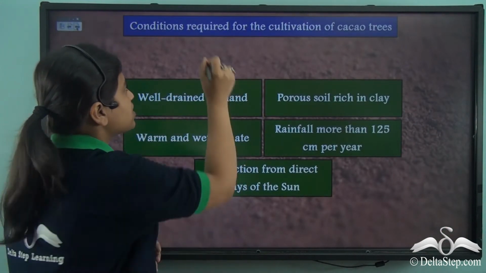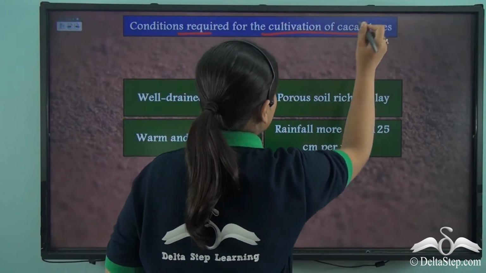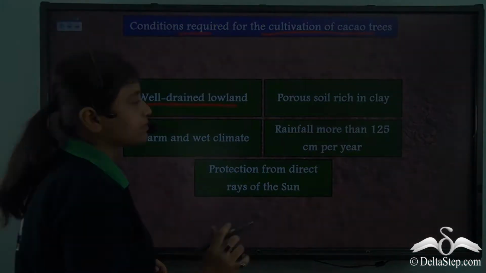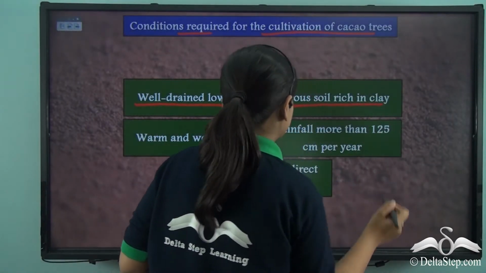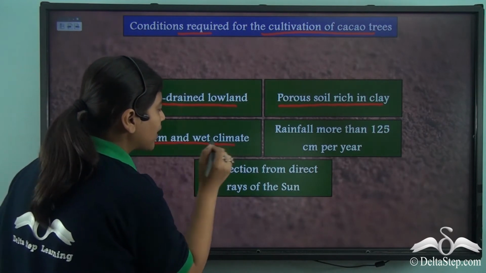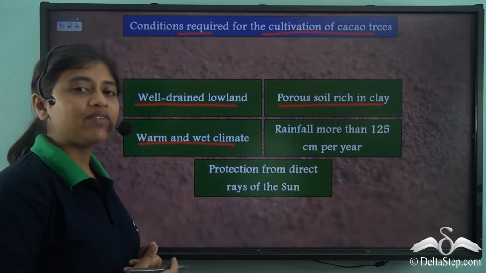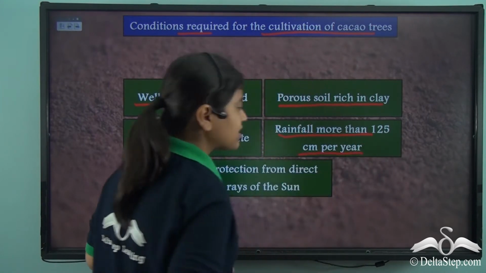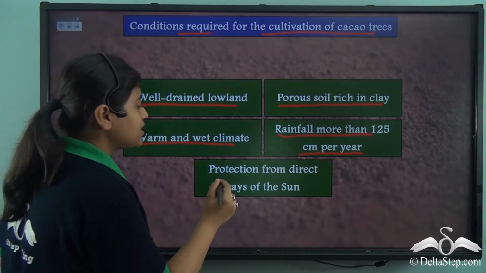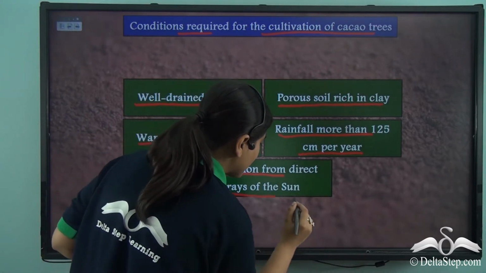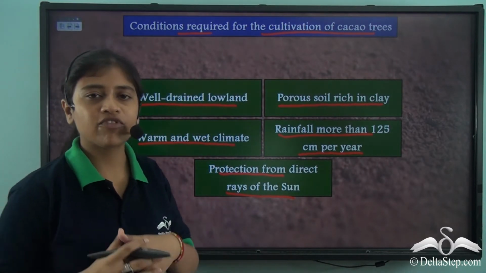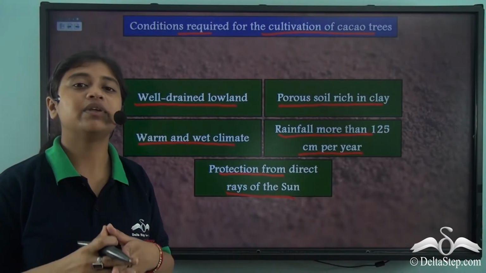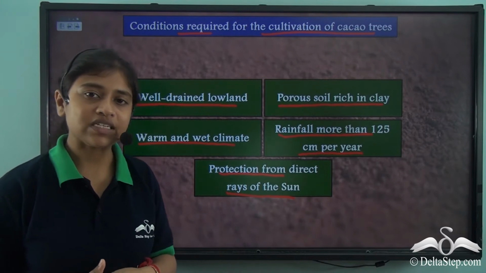The conditions required for the cultivation of cacao trees include a well-drained lowland, porous soil rich in clay, a warm and wet climate as they are tropical evergreen trees, rainfall of more than 125 centimeters per year, and protection from direct rays of the sun. So they need some form of protection and shade with the help of larger trees that could be grown along with the cacao trees.